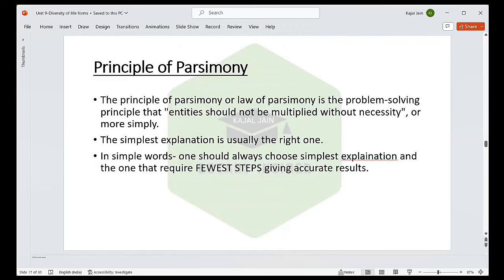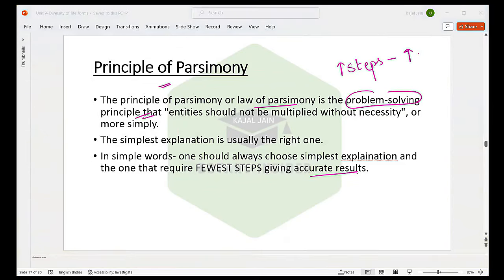A very simple concept again. I've already explained this in one of the questions we did in the previous year attempt. The principle of parsimony says to use the fewest steps possible. The least number of steps should be taken into consideration for giving accurate results, because when the number of steps increases, the complexity of the concept increases. The principle of parsimony, or the law of parsimony, is a problem-solving principle that says you should not make any process complex by adding many steps to it. Entities should not be multiplied without necessity; just be simple and do the work.